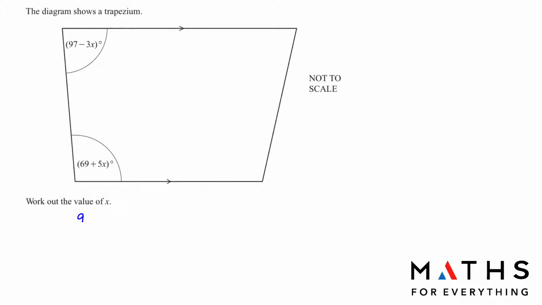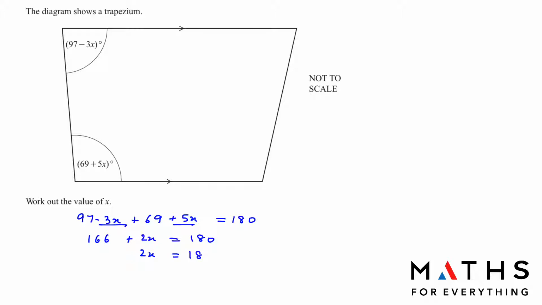Let's write down the equation. 97 minus 3x plus 69 plus 5x is equal to 180. Add the like terms. 97 plus 69 will give us 166, and negative 3x plus 5x will give us 2x, so 166 plus 2x is equal to 180.